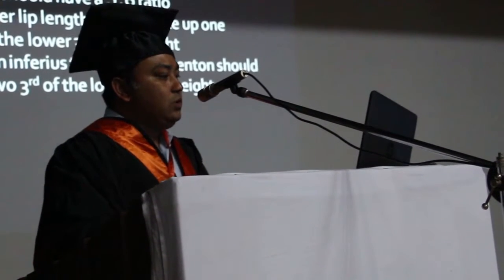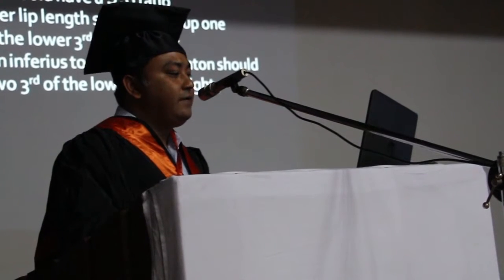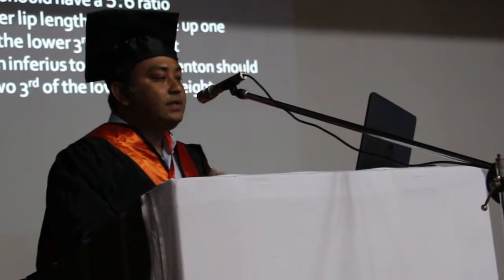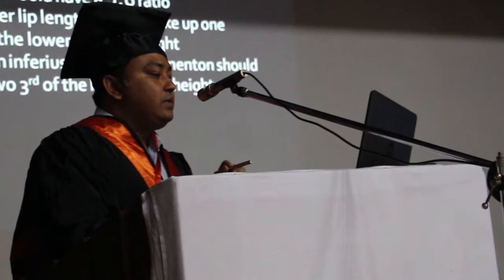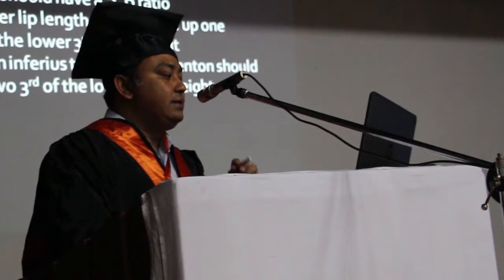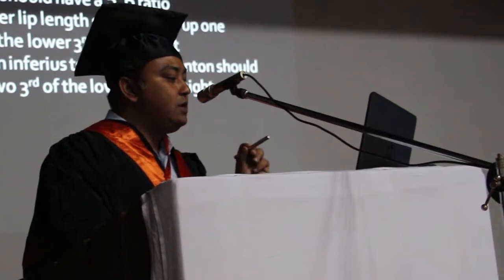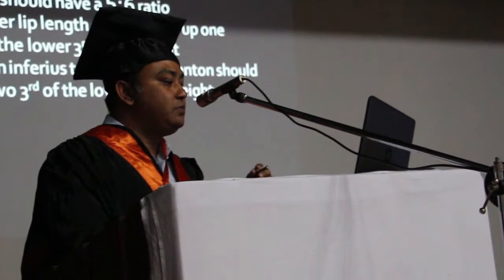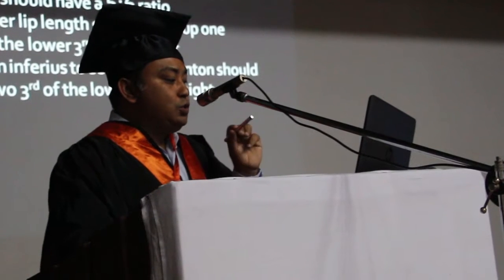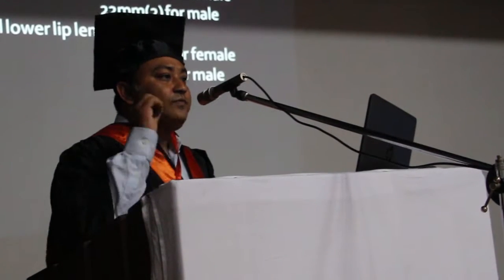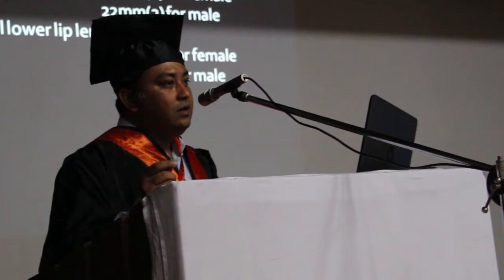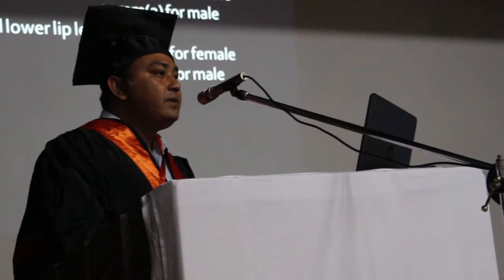The middle to lower third vertical heights of the face should have a 5:6 ratio, and the upper lip length should make up 1/3 of the lower third facial height, and stomion inferius to the soft tissue menton should be equal to 2/3 of the lower facial height. The normal upper lip is 22 mm plus or minus 2 for female and 24 mm plus or minus 2 for male, and the lower lip is 40 mm plus or minus 2 for female, and for male it is 44 mm plus or minus 2 mm.